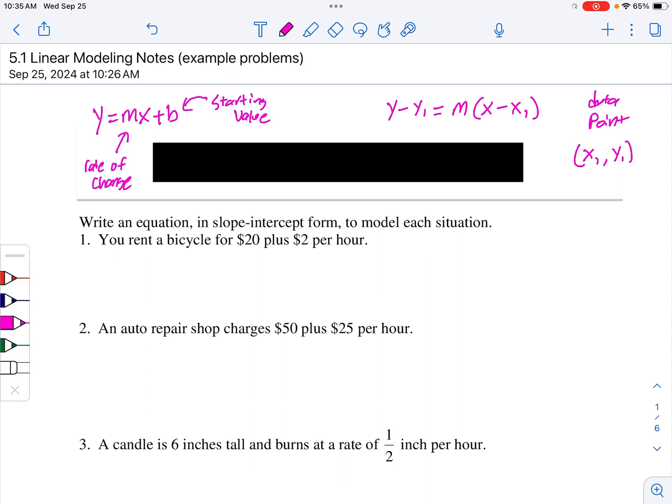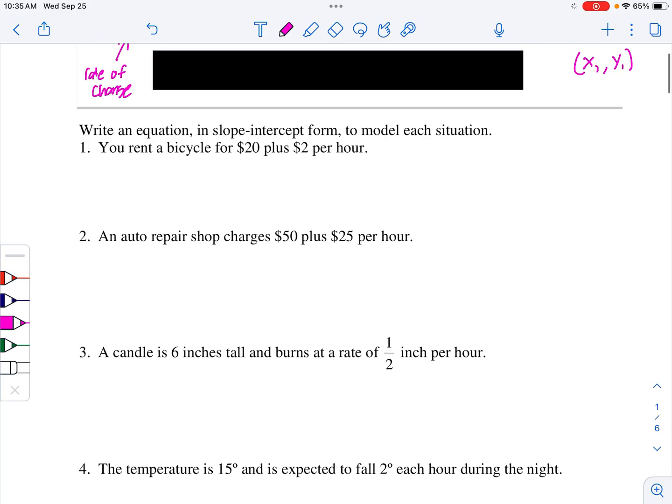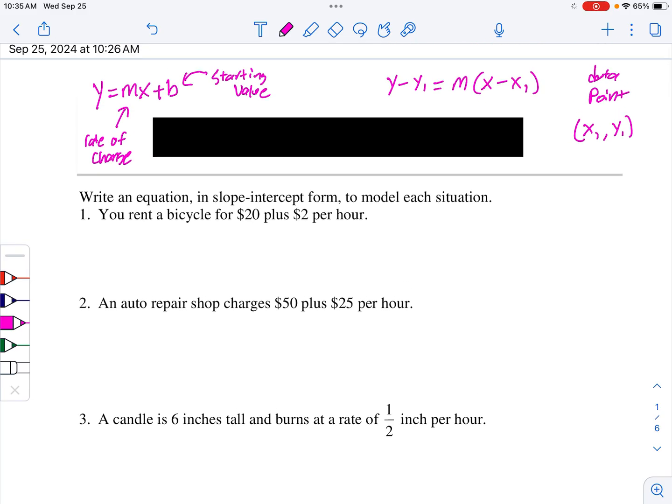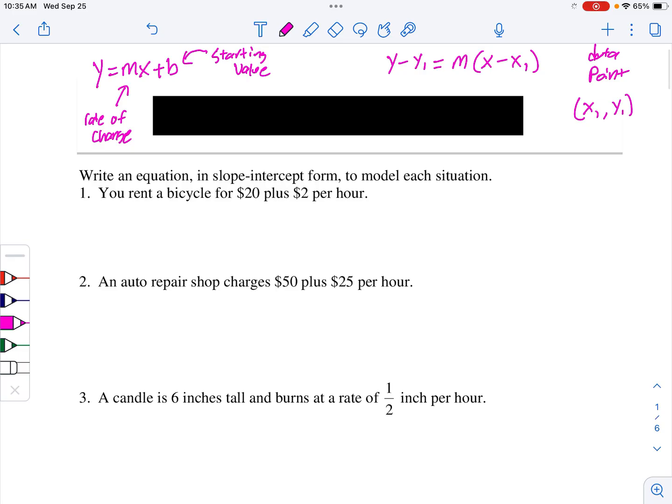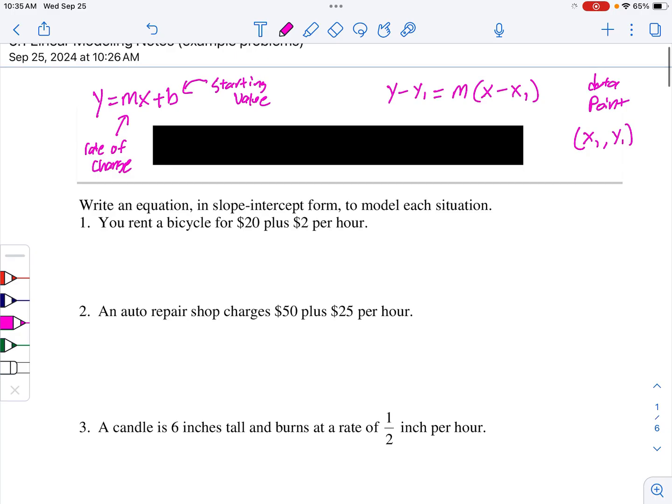So basically I have a bunch of examples here. We're not probably going to do all of them. I just figured more is better. So let's just start basic. You want to rent a bicycle for $20 plus $2 an hour. So it's $20 up front to get the bike, and then it's $2 per hour after that.